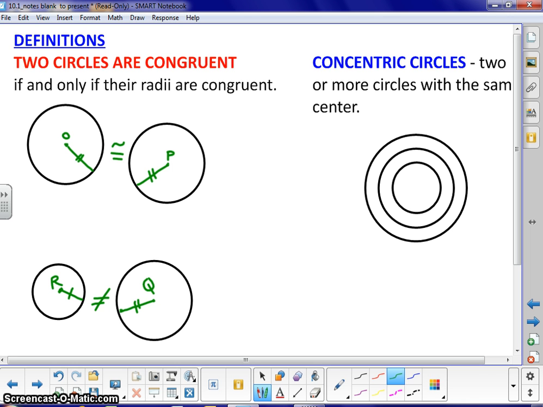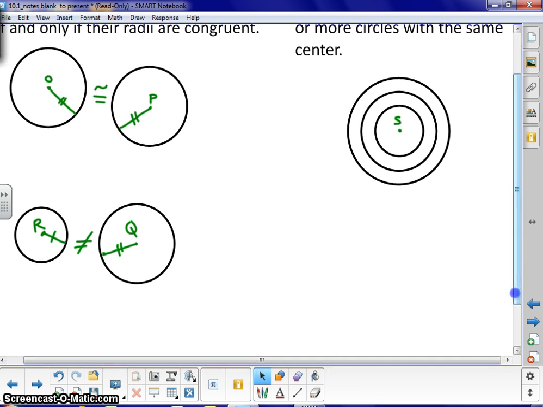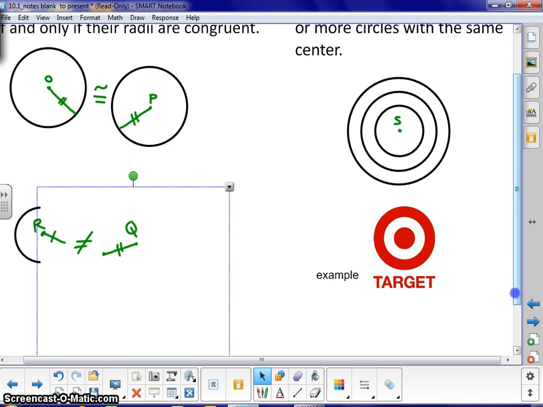Another definition, concentric circles: two or more circles with the same center, and that center would be right here, circle S, right there. And one of the most common examples is the fact that we've got our store that uses concentric circles.